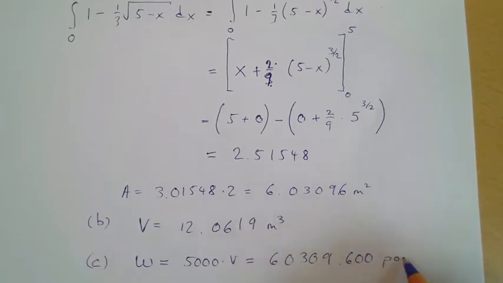60,309.600 pounds. One thing we can mention here is the importance of keeping a lot of decimals, more than I kept here, because you want your final answer to be correct to 3 decimals. If you only keep 3 decimals here, when you multiply by 5,000, you won't have any decimals. So make sure you keep enough.